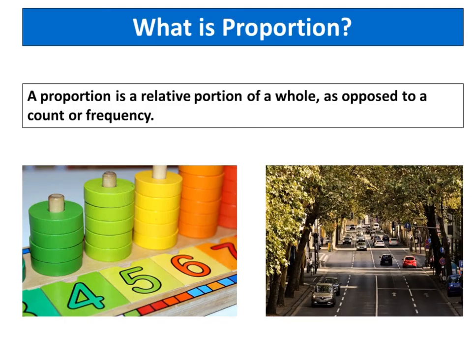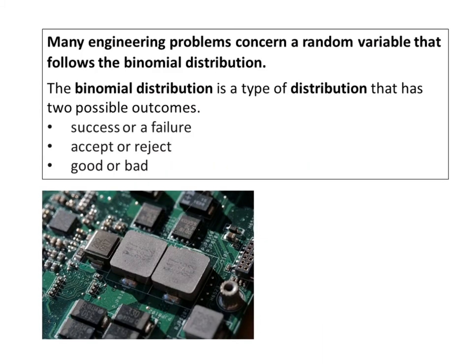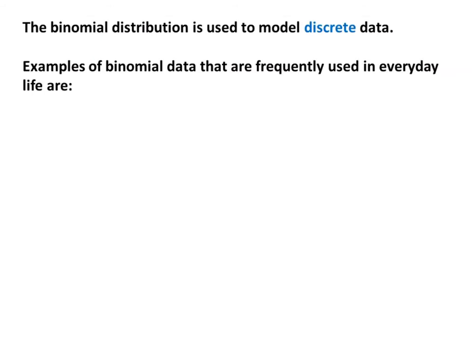What is proportion? A proportion is a relative portion of a whole, as opposed to a count or frequency. Many engineering problems concern a random variable that follows the binomial distribution. The binomial distribution is a type of distribution that has two possible outcomes: success or failure, accept or reject, good or bad. The binomial distribution is used to model discrete data.